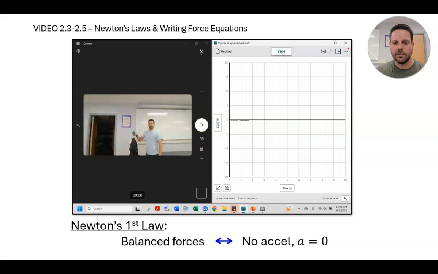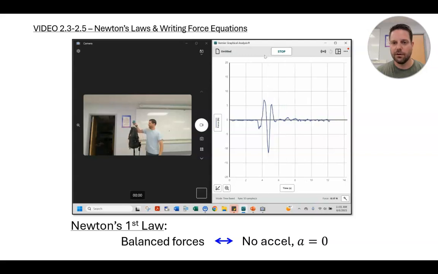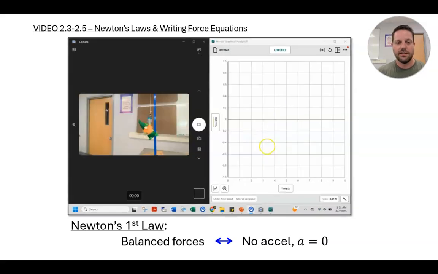Again, if we look at this, tension is balanced with gravity when I'm just holding it still. When I move it, you can see tension gets bigger or smaller, and as I move it up at a constant speed, the tension is still balanced with gravity. It doesn't matter that it's moving, it only matters if it's accelerating. Let's take a look at this one.